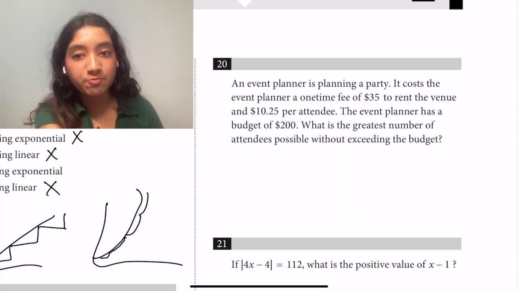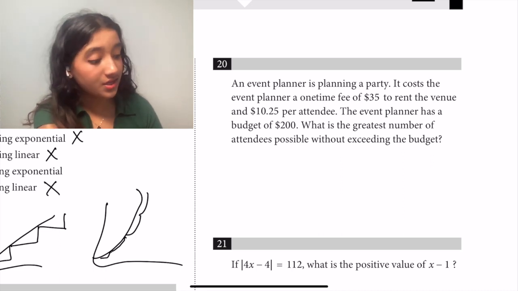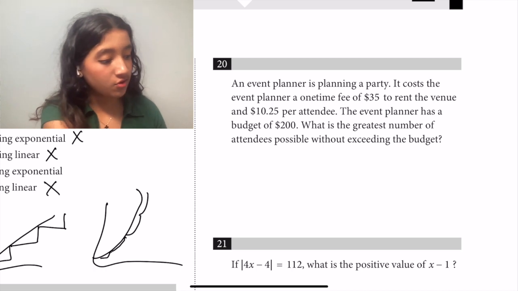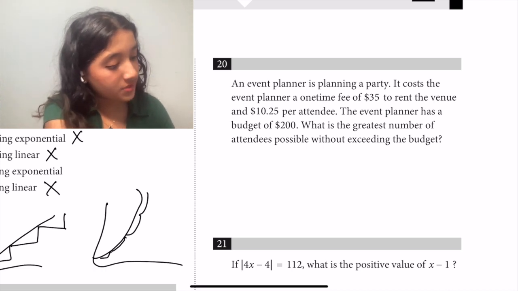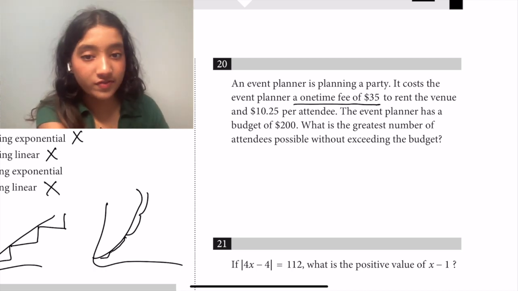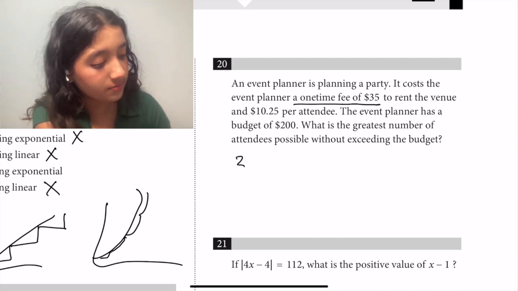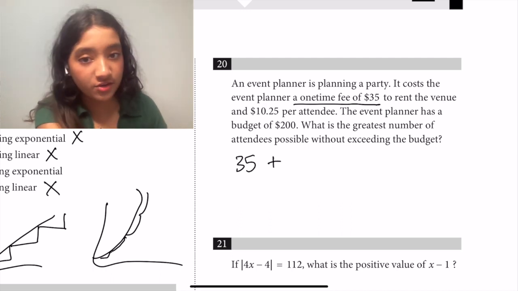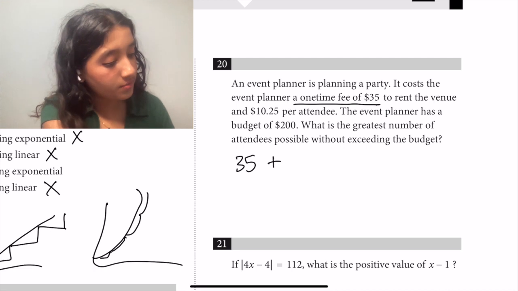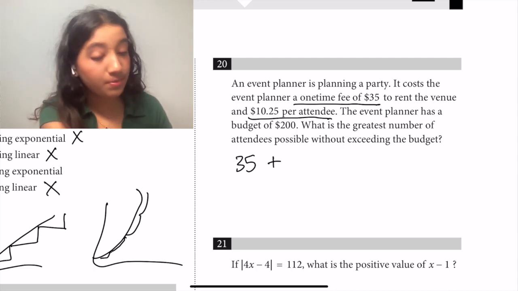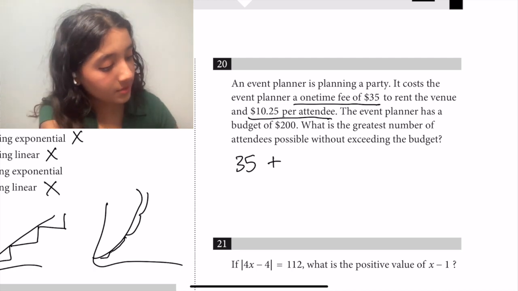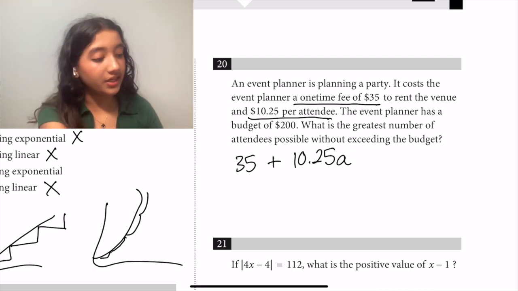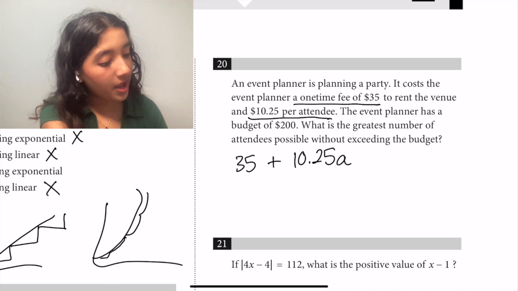So we want to write an equation, or I guess an inequality in this case, for the represented situation, and then we can solve for a certain value. So when we see a one-time fee of $35, that indicates that that's our constant, that there's not going to be any variable attached to that value. But then we have $10.25 per attendee. That means that we have $10.25 multiplied by the number of attendees, which we'll represent with A.